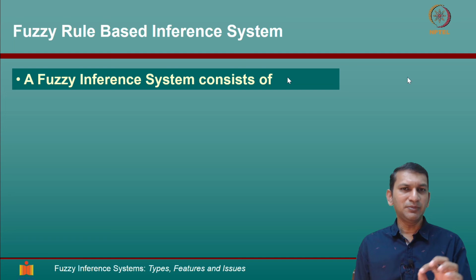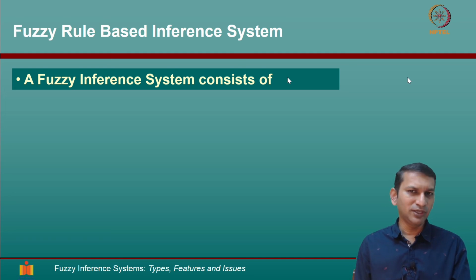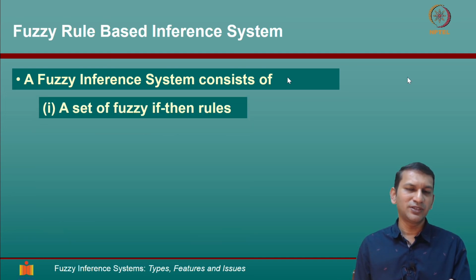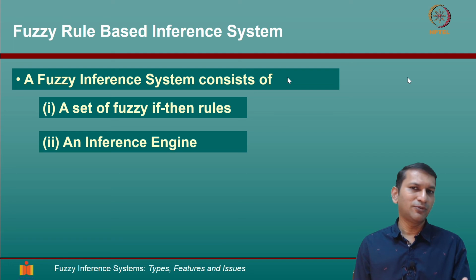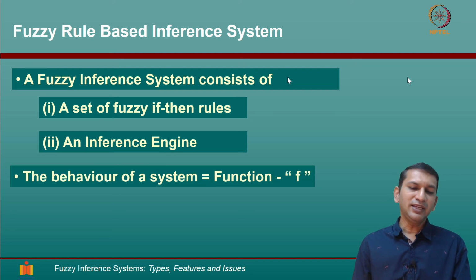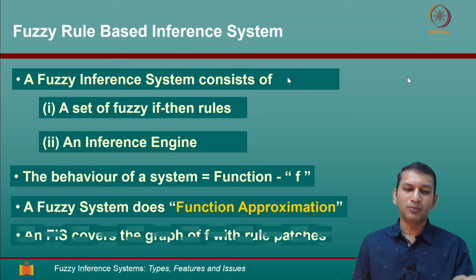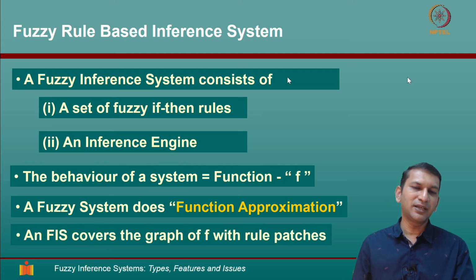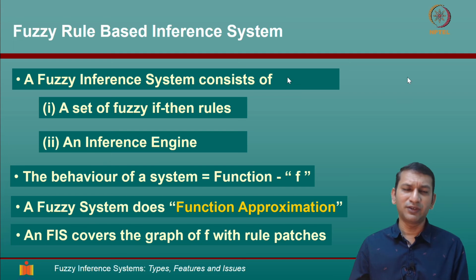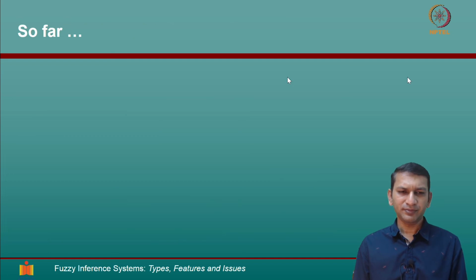Once again, quick recap. What is a fuzzy inference system? It consists of two things: the knowledge base in the form of fuzzy if-then rules, and the intelligence in the form of an inference engine. We are trying to capture the behavior of a system, which we assume is a function f mapping x to y. A fuzzy system does function approximation. It only tries to approximate this system behavior. Most importantly, it does this by covering up the function. We don't know the real function, but we are covering it up with patches wherever we think the function could fall using the corresponding rules.